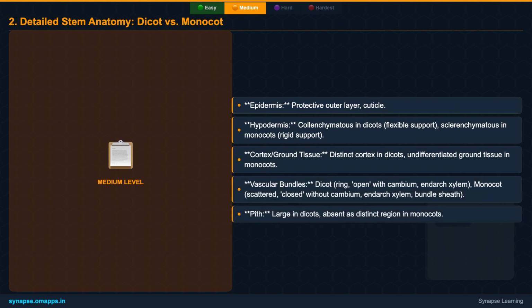The epidermis provides protection, and beneath it, the hypodermis varies significantly: collenchymatous in dicots for flexible support, and sclerenchymatous in monocots for rigid strength. Dicot stems show a clear differentiation into cortex, endodermis, starch sheath, and pith, with vascular bundles arranged in an open ring, allowing for secondary growth. In contrast, monocot stems have scattered, closed vascular bundles embedded in an undifferentiated ground tissue, lacking a distinct pith. This fundamental difference in vascular bundle arrangement and the presence or absence of cambium is central to understanding their growth patterns.